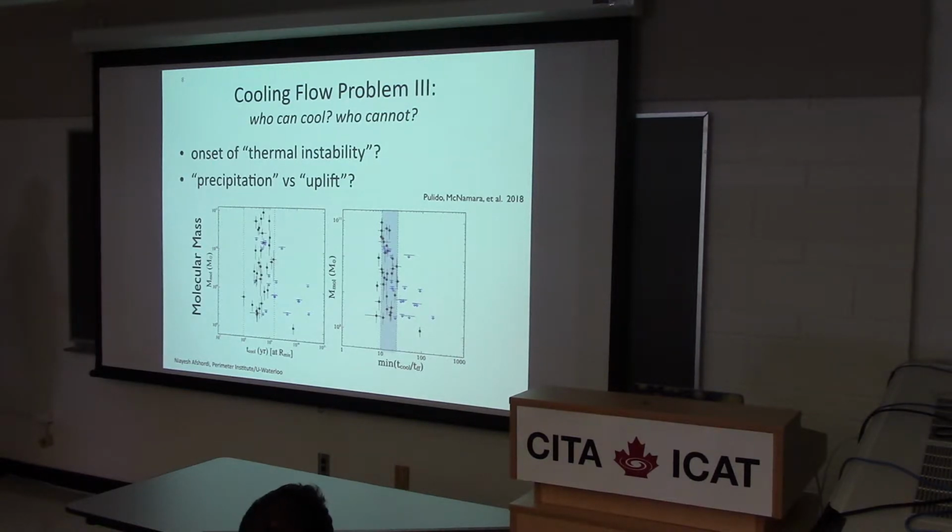It's a technical debate between precipitation versus uplift: whether you actually make cold gas from cooling hot gas at these large radii, or maybe you have these bubbles that drag along the cold gas from the cores of clusters or from the galaxies in the middle up. But basically, the gist of it is that there's controversy about how you make this cold gas and how much cold gas there is. So what exactly is the thermal instability?